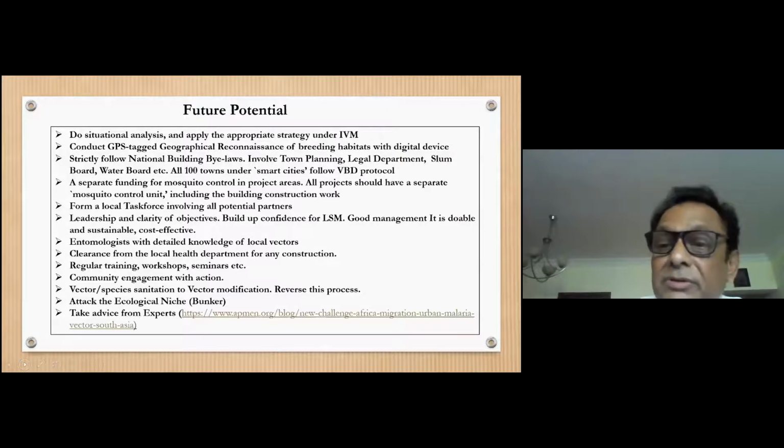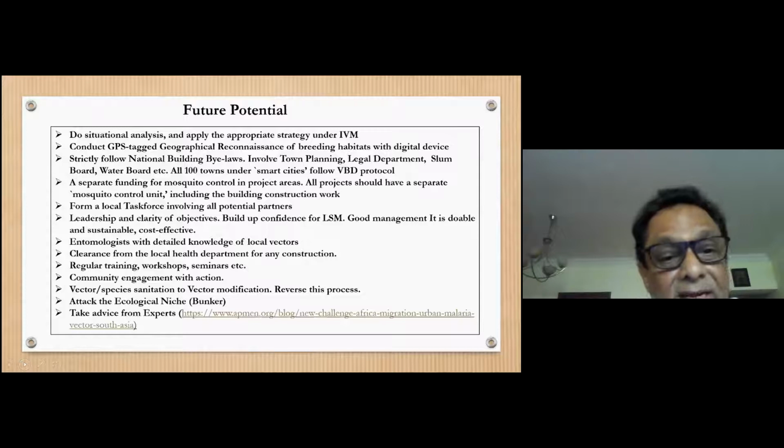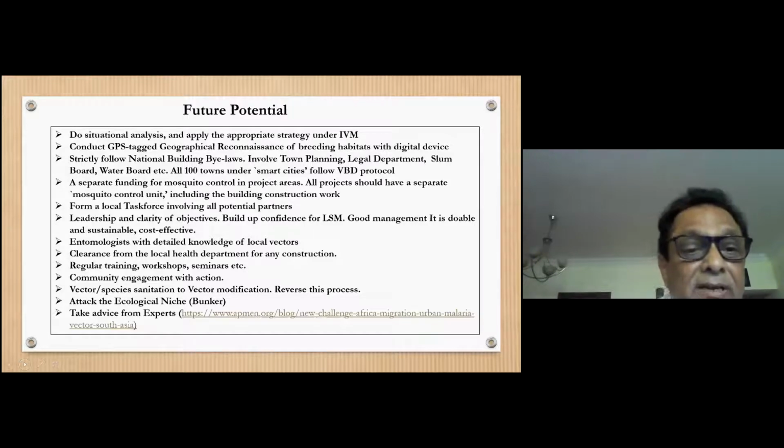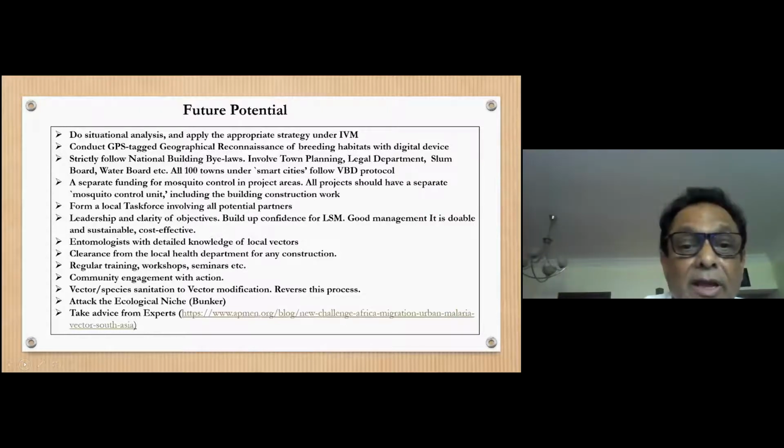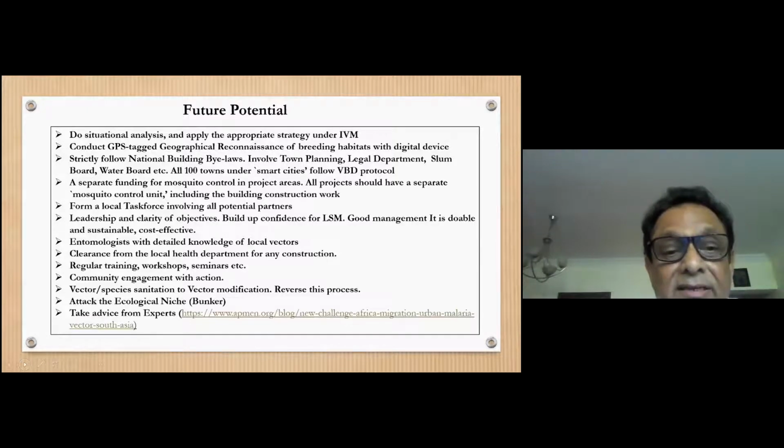Regular training and workshops. Very important. We don't lack them these days, but new recruits are coming and they don't undergo training. They directly go to the field without any experience. Community engagement with action, I'm giving this. Last evening, I was with a team at a human centered design workshop, and I have given many points on this. From vector species sanitation to vector modification.